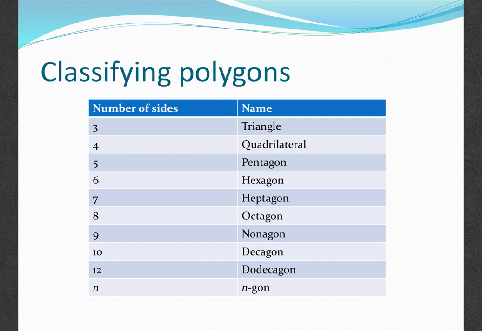Next up is classifying polygons by the number of sides. Hopefully most of these sound familiar. 3 sides would be a triangle, 4 quadrilateral, 5 pentagon, 6 hexagon, 7 heptagon, 8 octagon, 9 nonagon, 10 decagon. There is no special name for 11. It would be an 11-gon. 12 is dodecagon, and then anything else is just the number of the sides followed by gon.